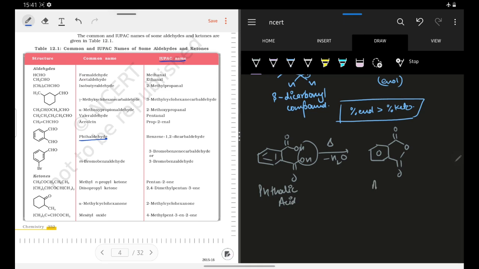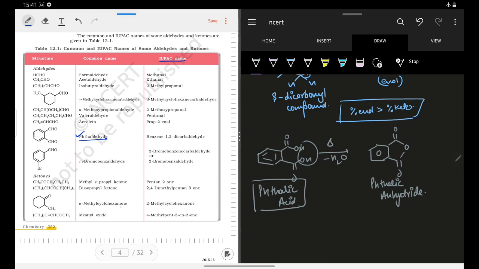What is this known as? This is known as your phthalic anhydride. Okay, so these structures are very important. If you know the structure of phthalic acid, you would also know the structure of phthalaldehyde. You just replace that acid with the CHO group. Okay, what will form? Your phthalic acid would be formed.